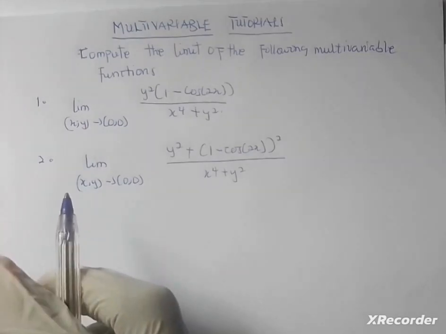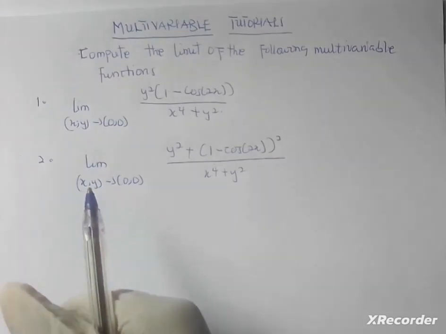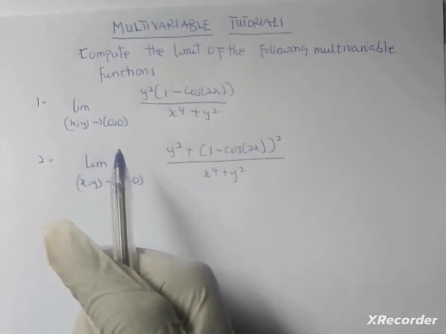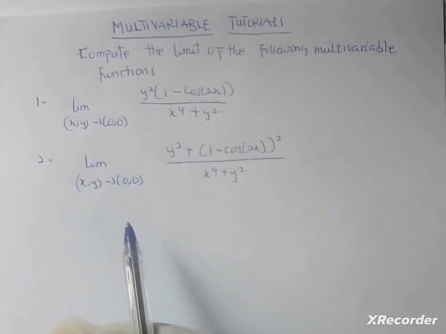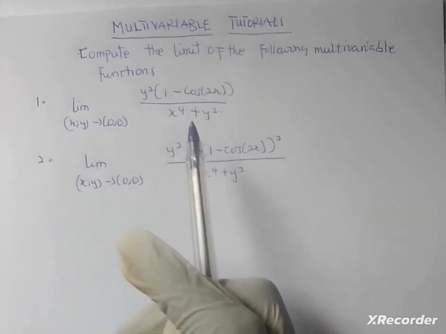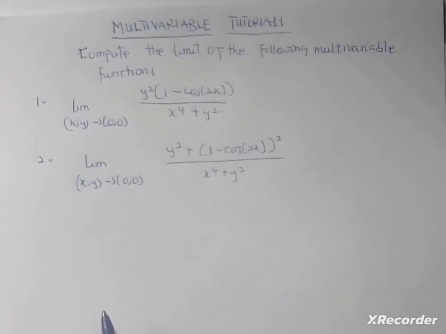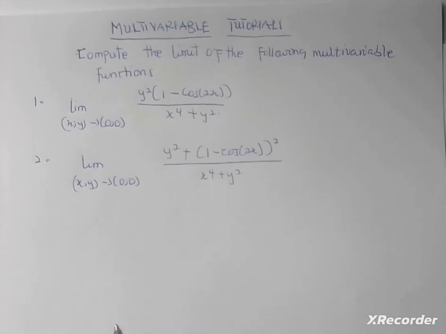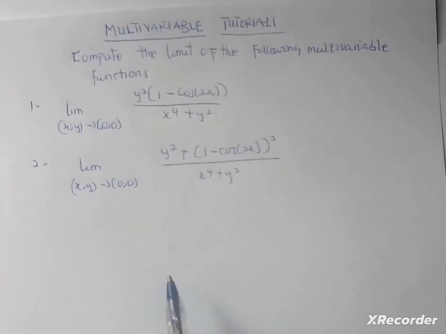I have two problems for today's tutorial. The first one is: find the limit as (x,y) approaches (0,0) of the function, which is a rational function, y squared multiplying (1 minus cos of 2x) all over x to the power 4 plus y squared. And the second question is to find the limit as (x,y) approaches (0,0) of y squared plus (1 minus cos 2x) all squared, all over x to the power 4 plus y squared.